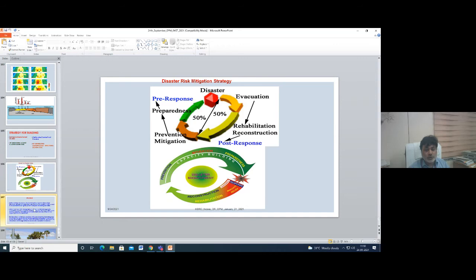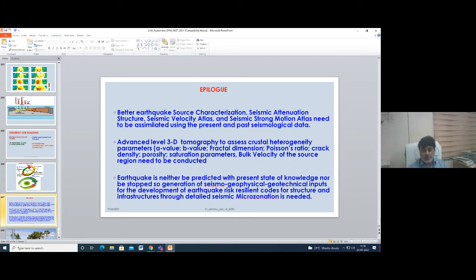So the epilogue of this talk is that better earthquake source characterization, seismic attenuation structure, seismic velocity atlas, and seismic strong motion atlas need to be assimilated using the present and past seismological data. And that's why the earthquake recording and detection of the earthquake should be precise and very reliable. So advanced level 3D tomography to assess crustal heterogeneity, we have done the tomography for the vital structures of the dam. That is fine image tomography Professor Jha used to mention for a shallow scale. Then we can determine the a and b value, fractal dimension, Poisson's ratio, all the attributes of the crust we can measure.